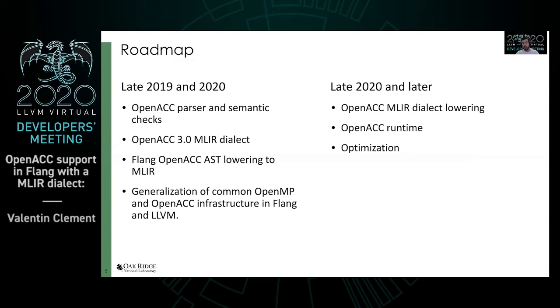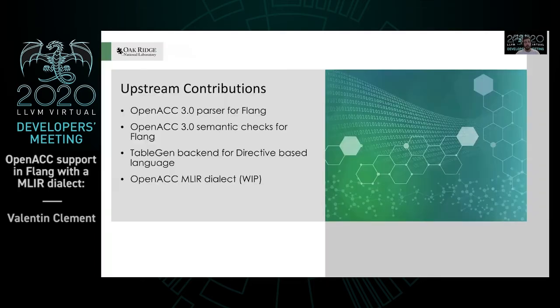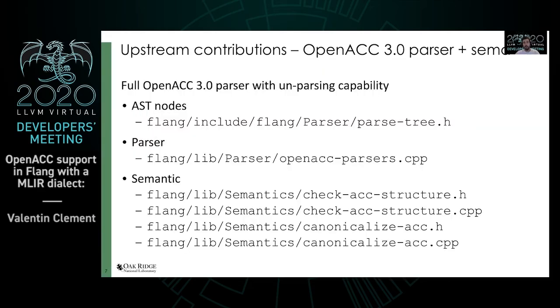Our focus after the meeting will be on the lowering of the FIR plus OpenACC dialect and the OpenACC runtime, as well as optimization we can implement directly in MLIR. I'm going to give you a brief overview of our contributions that are upstreamed. You can today use Flang to parse and check Fortran code with OpenACC directives, as well as unparse all this code. You can see on this slide the different files in the LLVM directory that are involved for these features.